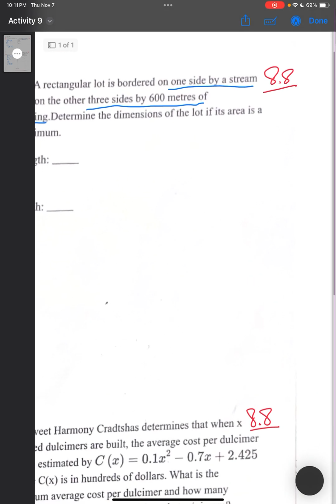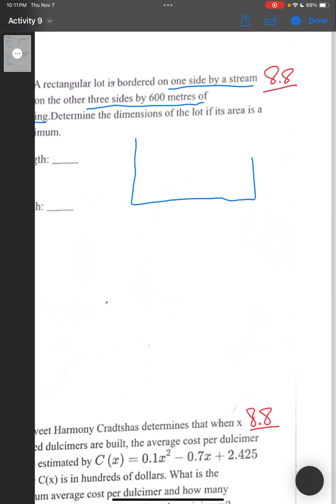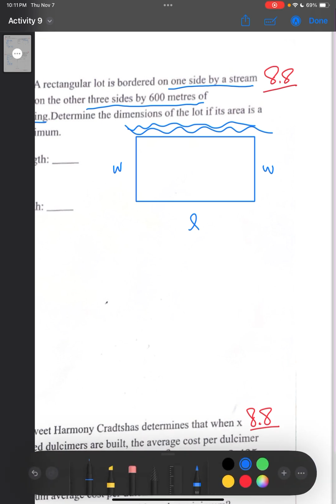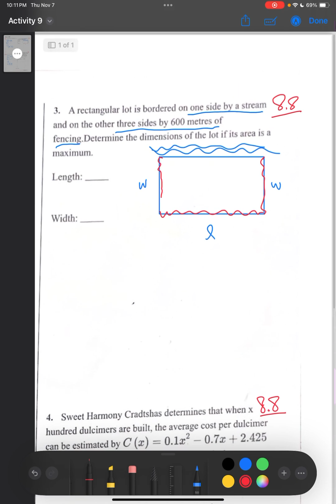So we first can get a visual of our problem. We basically have this going on. We have our widths. We have one length, right? And then we have a stream that's covering one side. So we only need to worry about these parts, right? Because this is the fencing. Because we're not going to put fence near the stream, right? That's what they say in the problem.